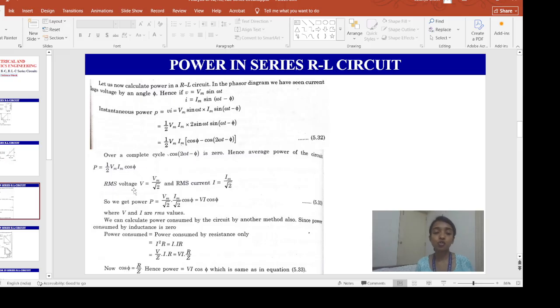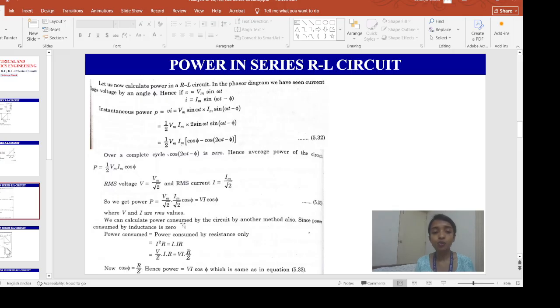And we know how we calculate the RMS voltage. RMS voltage V equals Vm by root 2, and RMS current I equals Im by root 2. So how will you calculate the power? Power P equals Vm by root 2 multiplied by Im by root 2 into cos phi. So this is nothing but VI cos phi, where V and I are the RMS values.